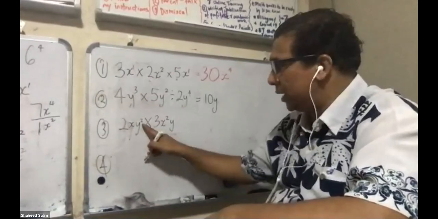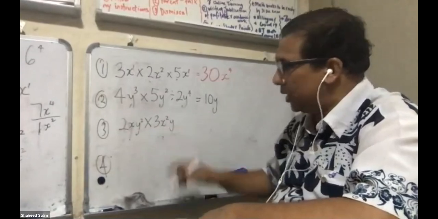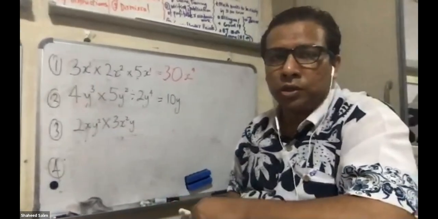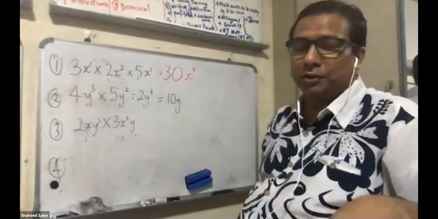Sorry, I just added. This means the square belongs to the Y. This means the square belongs to the X.